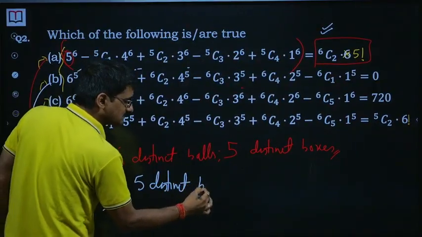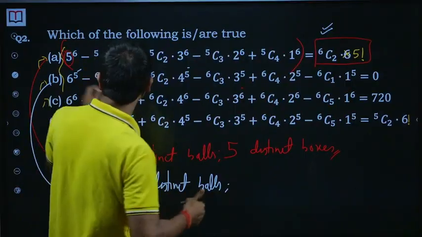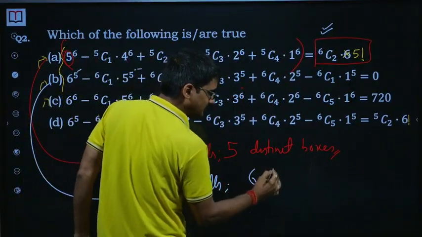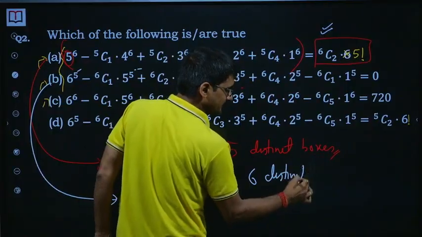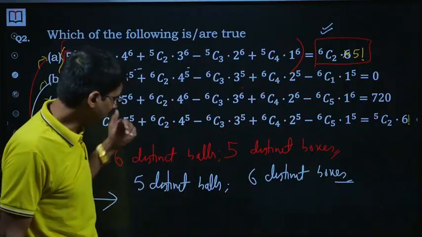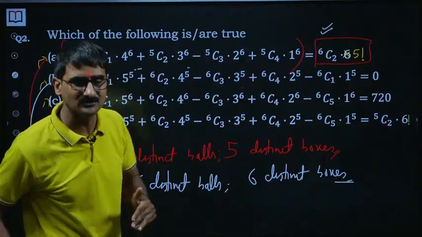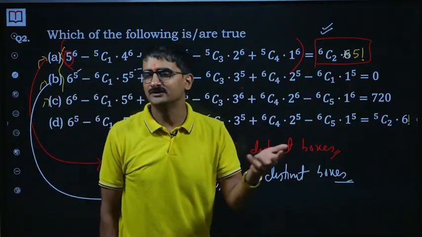And the largest number in the expression at the base is 6. So 6 distinct boxes. And now again the same expression. So what the statement should be is: how many ways can you put 5 distinct balls in 6 distinct boxes so that no box is empty.